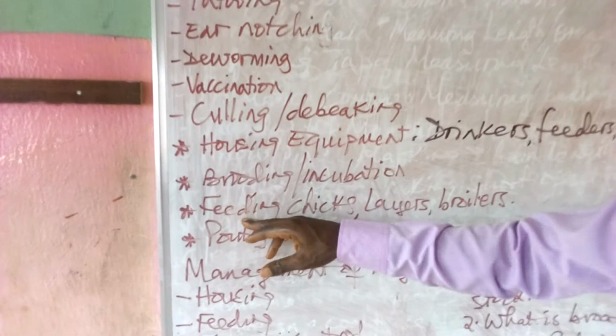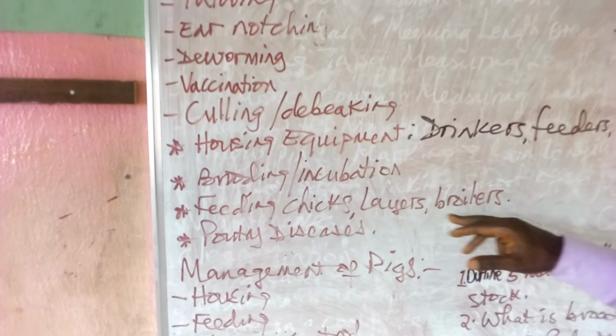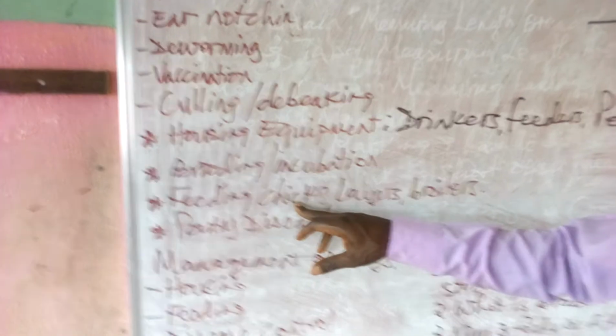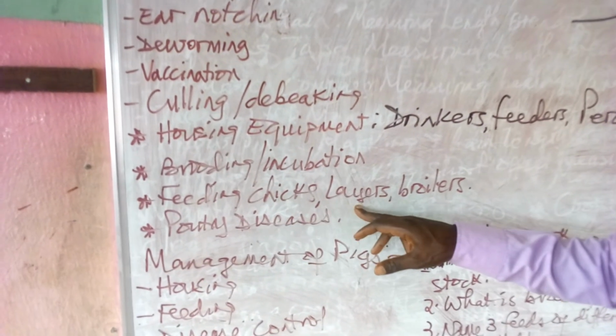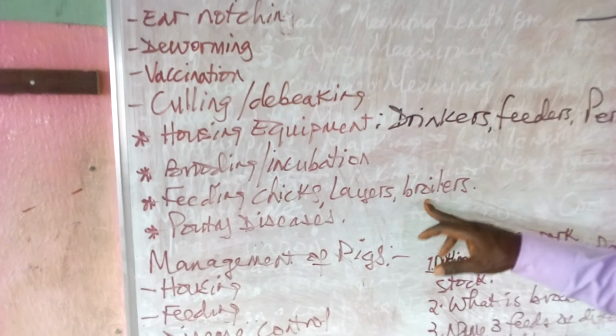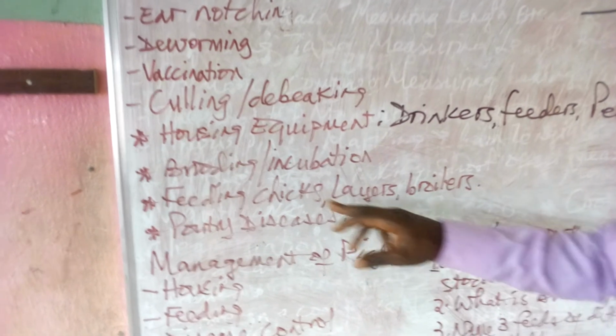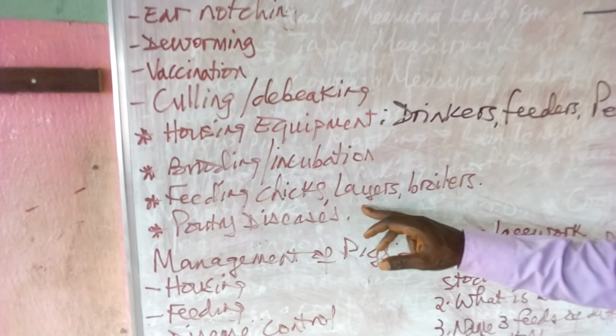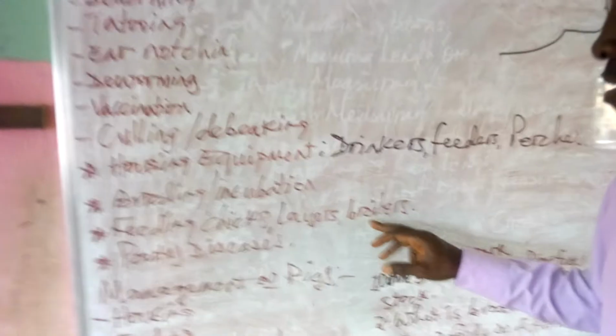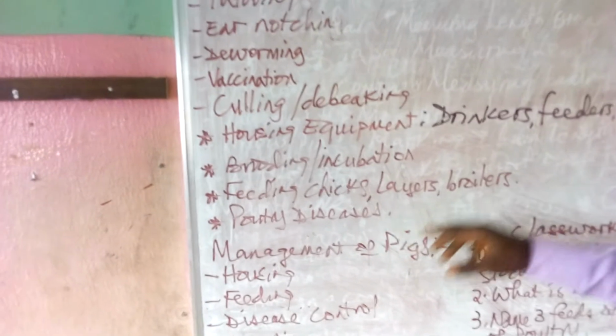Then feeding. Feeding of chicks, layers, and broilers. Chicks are young poultry. Layers are poultry that are kept for their eggs. Broilers are poultry that are kept for their meat. Chicks are fed with chick mash. Layers are fed with layers mash. Broilers are fed with starter mash and finishers mash.